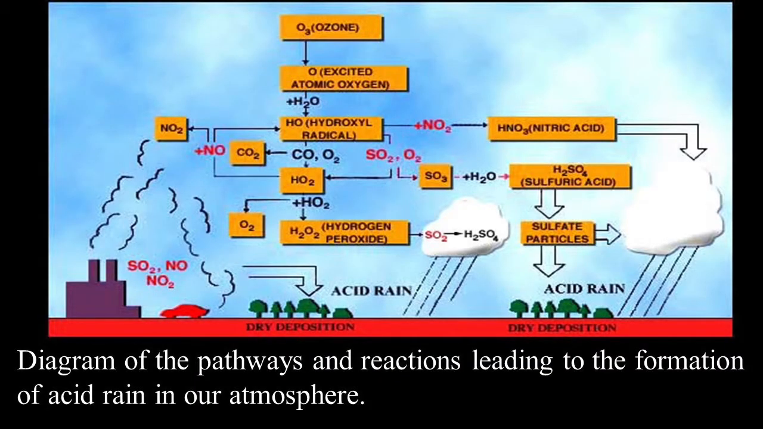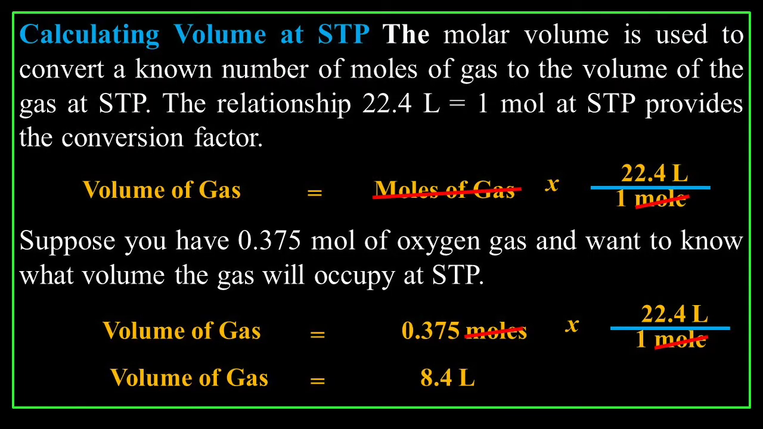Here is another diagram of the pathways and reactions leading to the formation of acid rain in our atmosphere. This kind of shows the cycle of acid rain and how the different chemicals leach into the environment.